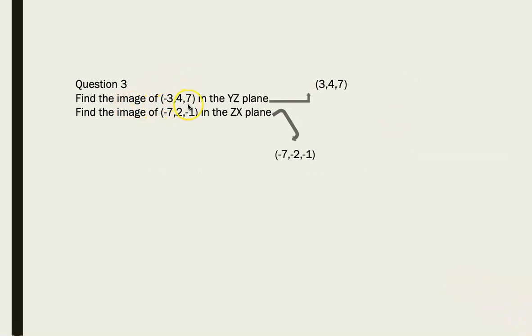Find the image of -3, 4, 7 in the yz plane. Here the x coordinate sign changes, so it is 3, 4, 7. Find the image of -7, 2, -1 in the zx plane. The y coordinate sign changes, so it becomes -7, -2, -1.